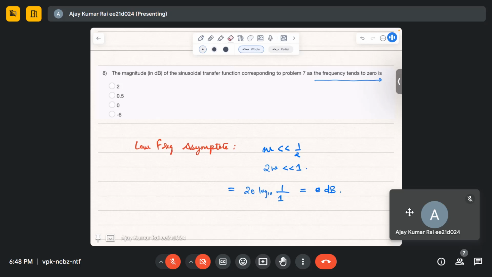Omega is very much less than 1 by 2. So what is the magnitude? That is equal to 0 dB, right? So what is the answer? 0 dB.